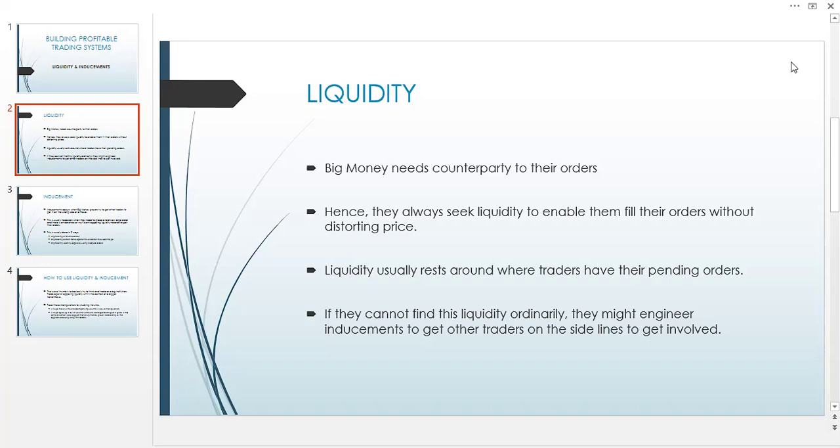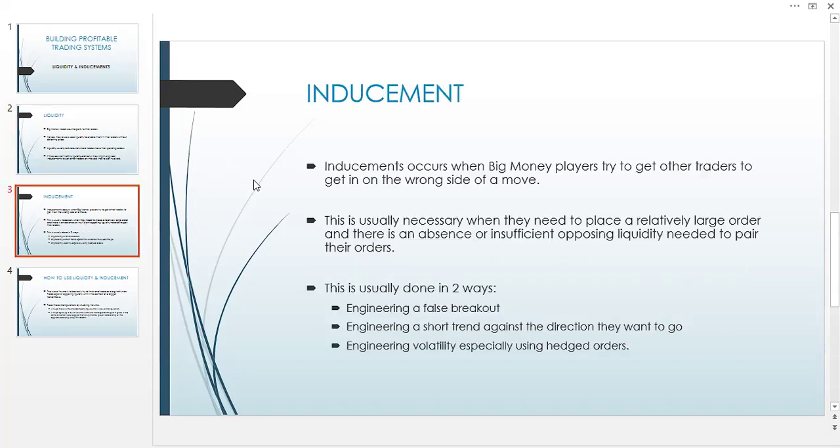Now, if they cannot find this liquidity ordinarily, all right, if they look at the charts and they want to engage and they cannot see where sufficient liquidity is going to be resting, then what they might do is engineer inducements. We'll see what inducements are. So they engineer inducements to get other traders on the sidelines to get involved. All right, so that takes us to the subject of inducement. Don't worry, let's get through this theory and then we'll get into the charts.